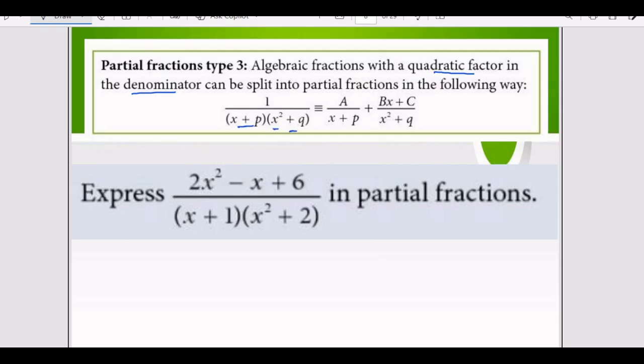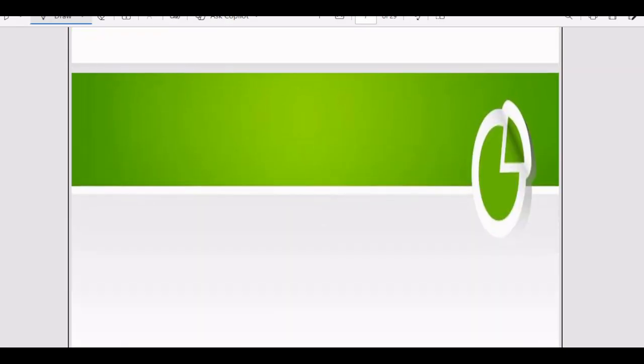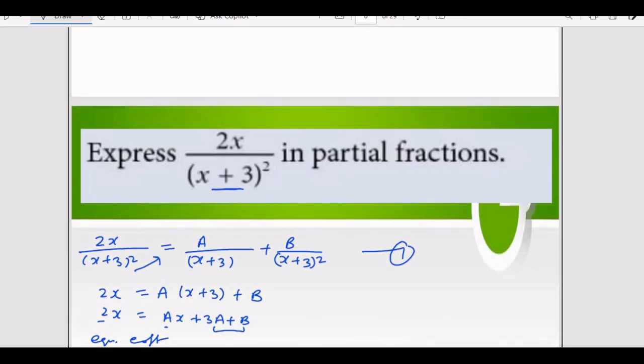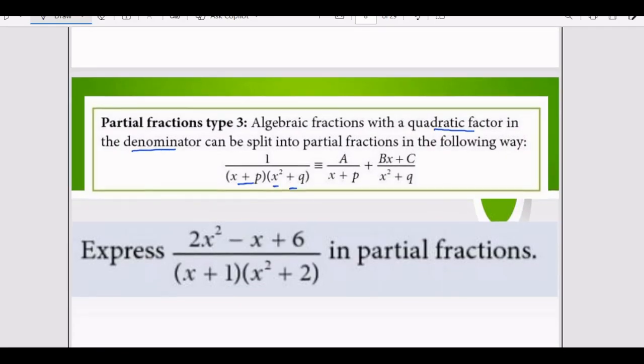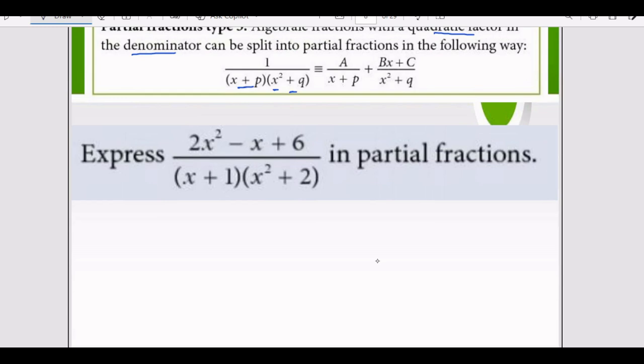Now let me go back, so don't get confused with this. Here we had the square outside the bracket, right? So this is the repeated root. You see, the square is outside the bracket. Now in this type 3 we have the square inside, meaning we have a quadratic factor here. So x squared is inside the bracket, so that belongs only to this x. So in this case we split a over the first factor, then bx plus c over x squared plus 2, the second factor.